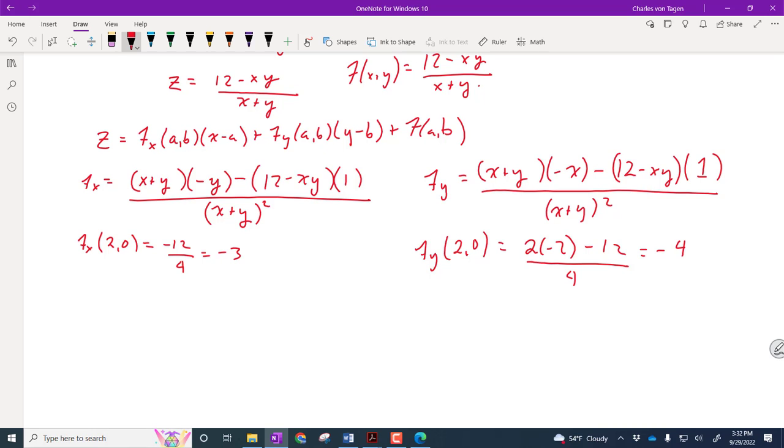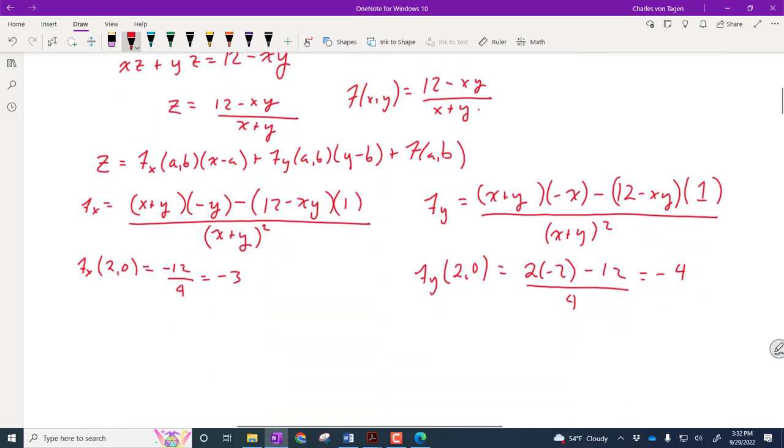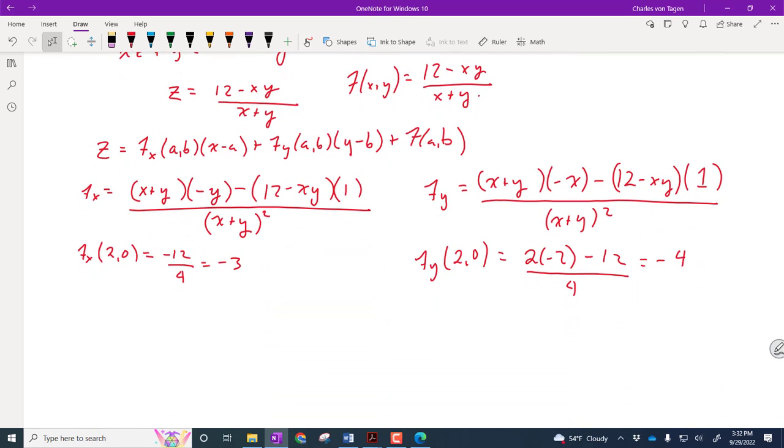Okay, Andrew. Here we did the quotient rule. We okay with that? Any questions? Then I evaluated it at (2, 0). So what I'm doing here is following our definition of the tangent plane. I've now computed this number, it's going to be minus 3, and I've just computed this number right here, it's going to be minus 4.